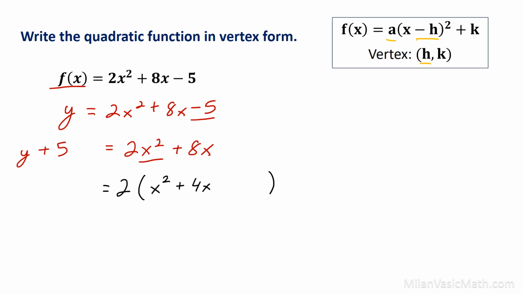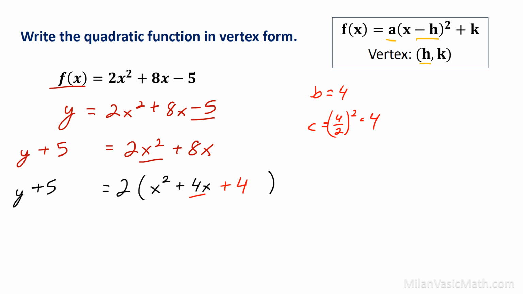And leave some room there. The left side still has the y plus 5. Okay, now we have to figure out the c value. So our b here is 4. We take half of that and square it, and we get 4. So the number that will complete the square of what's in parentheses is positive 4.